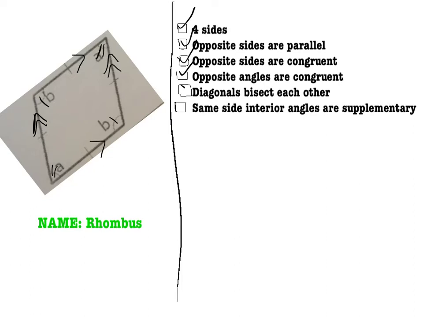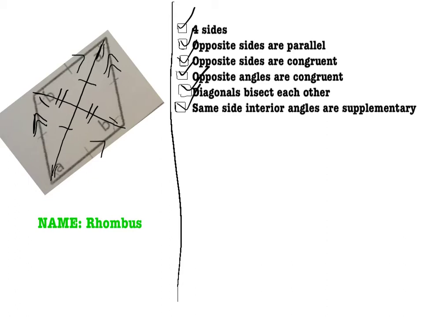The diagonals bisect each other. Now that's not drawn in, so let's go ahead and connect corner to corner, corner to corner. That means they cut each other in half. And same side interior angles are supplementary. So that means that angle A plus angle B is 180 degrees.